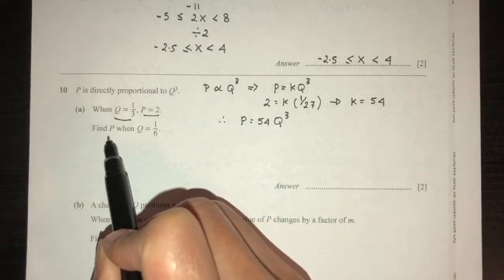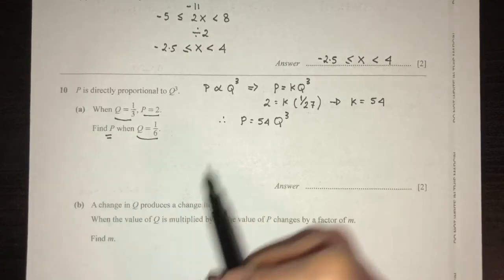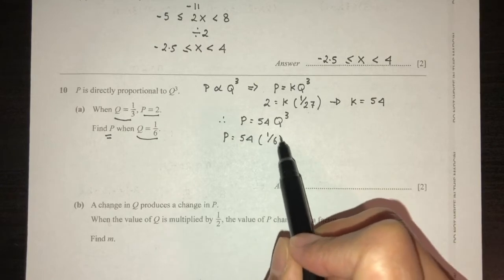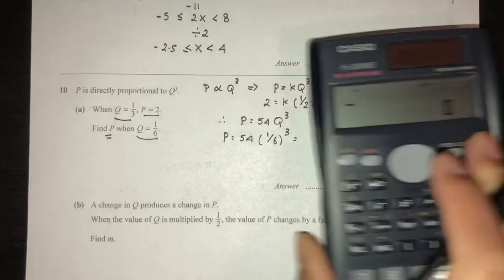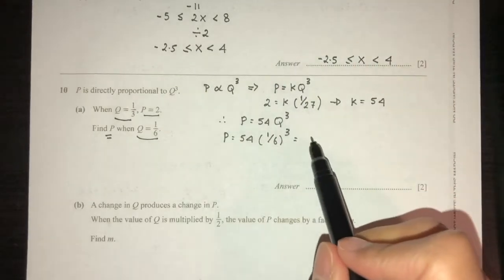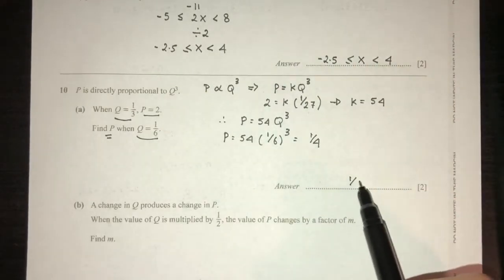The main question is to find the value of P when Q is equal to this. P will be 54 times Q, 1 over 6 power 3. That will be what? 1 over 4. Okay, and this is your answer for part A.